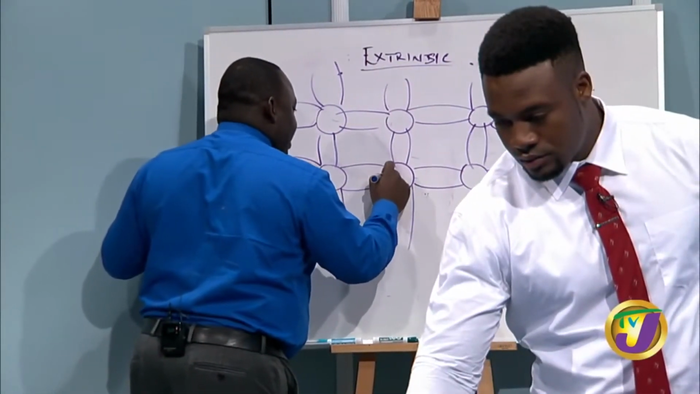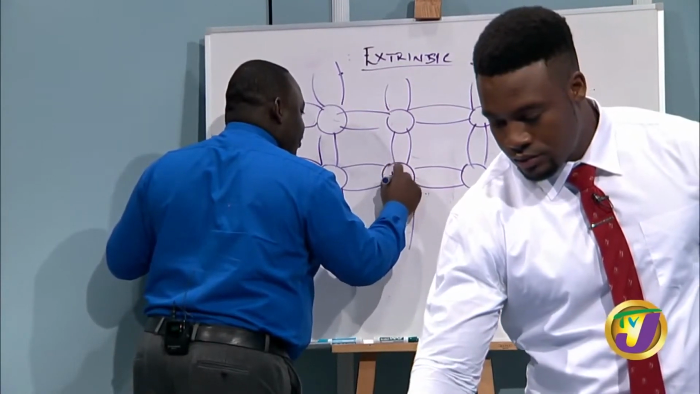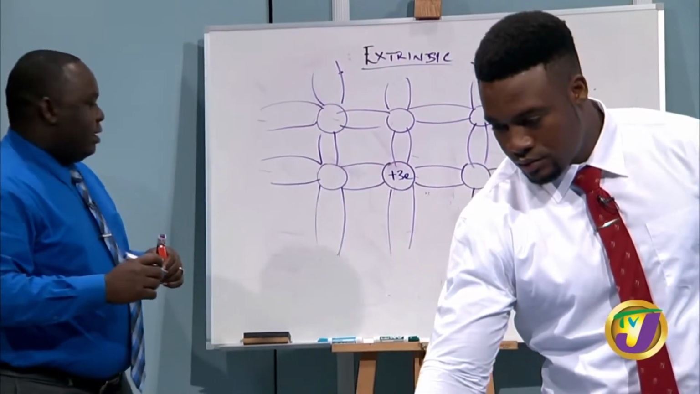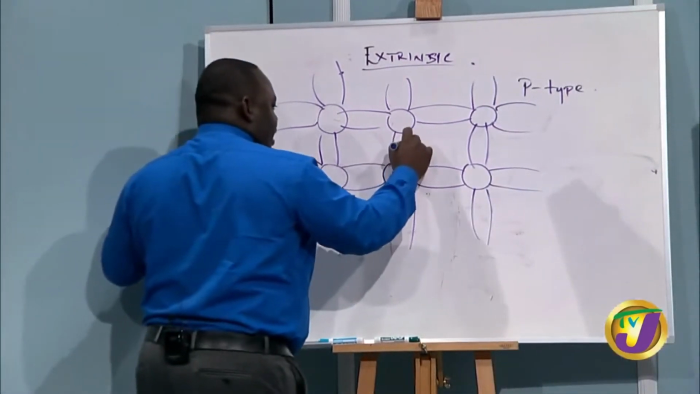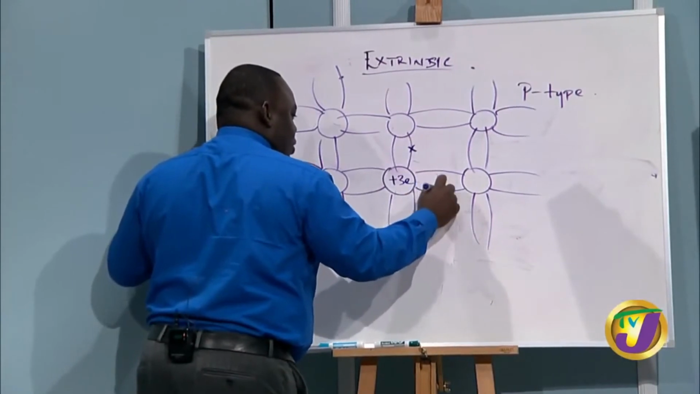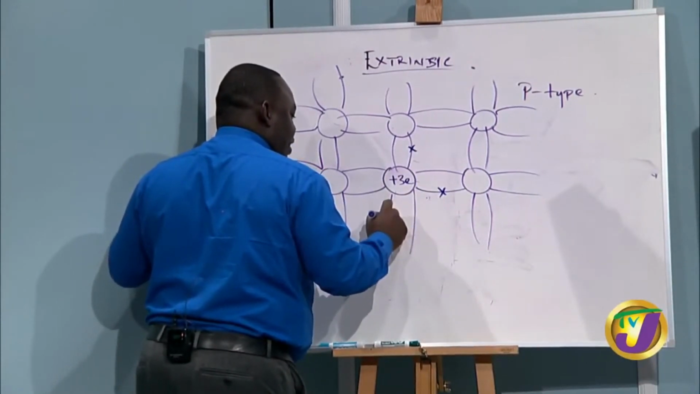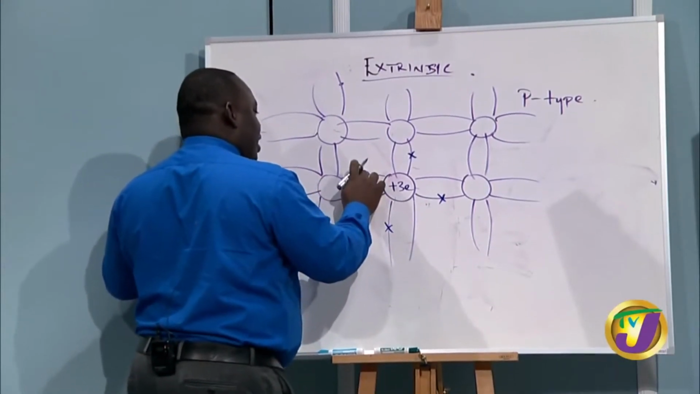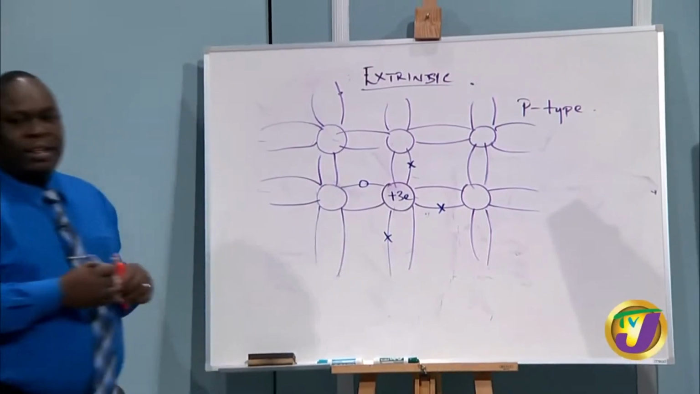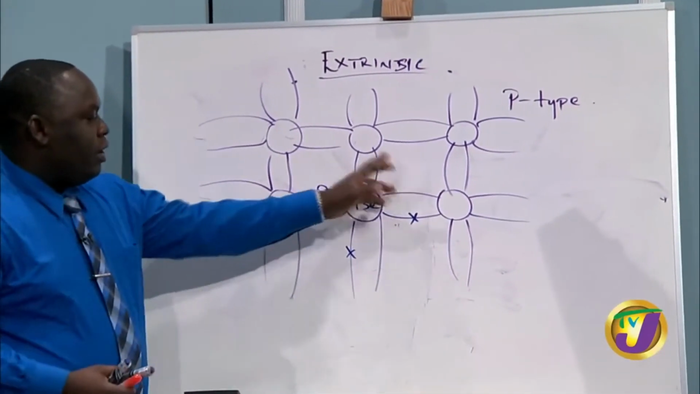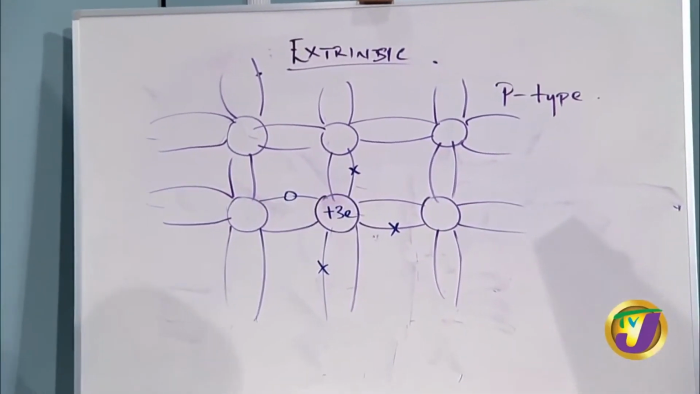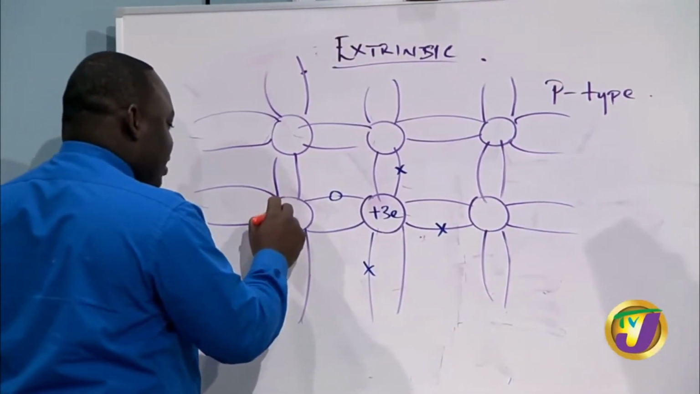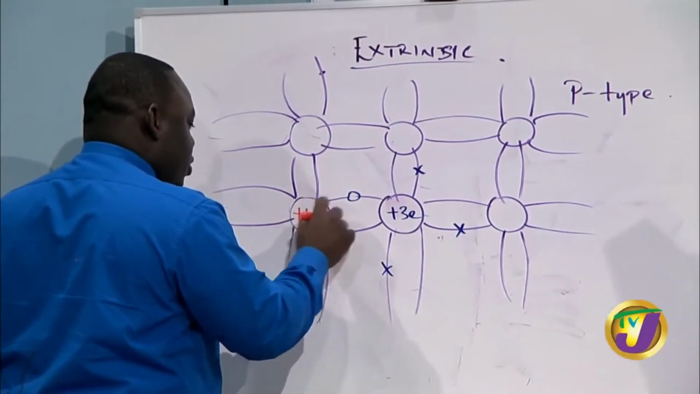So we know that right here, we're going to have a plus 3e element, which is our group 3 element. For it to have plus 3e, we're going to have one electron right here, one there, and another electron right there. But right here, we're going to have what we call a hole, because that is going to be void. Since it is boron, we will only have 3 electrons.